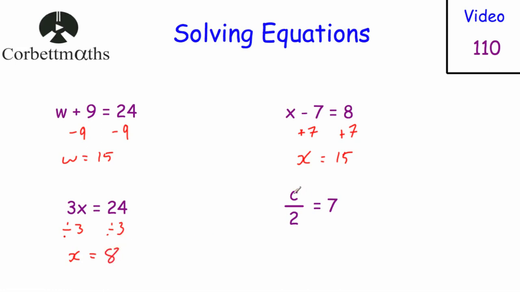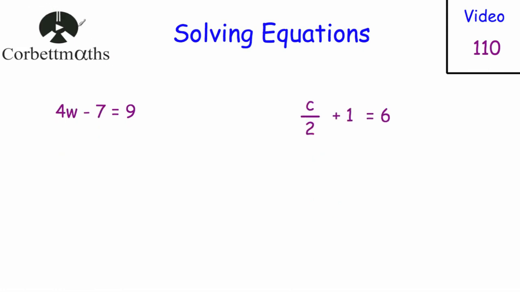And finally, we've got c divided by 2 is equal to 7. Now we want to get rid of this divide by 2, so we're going to do the opposite, which is times by 2 and times by 2. We're timesing by 2 to get rid of the divide by 2, so we're just left with c. So c equals, and 7 times 2 is 14, so that would be 14. So that's how we solve these equations.